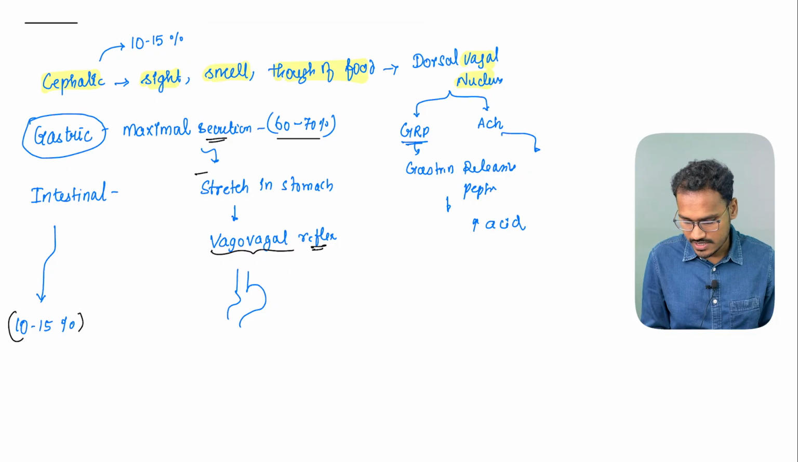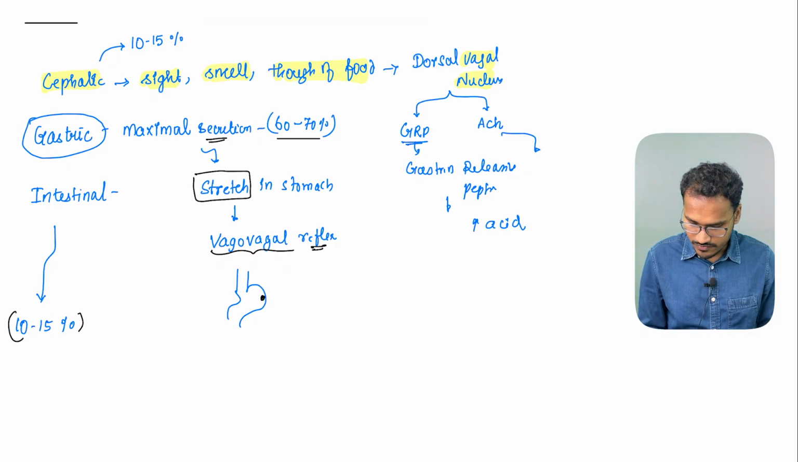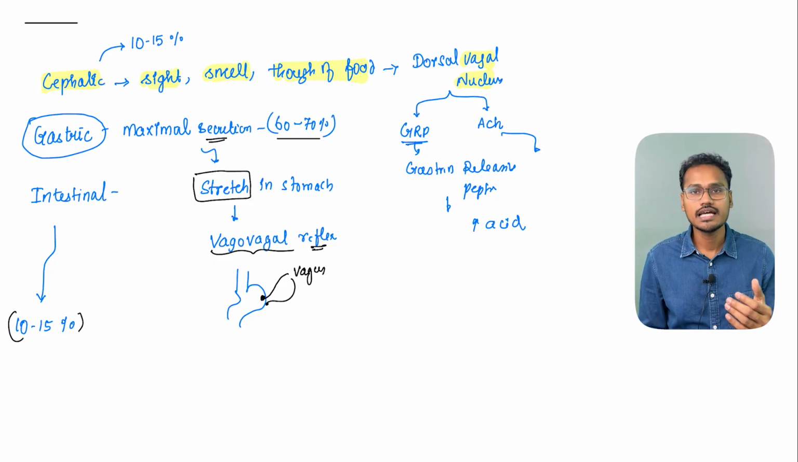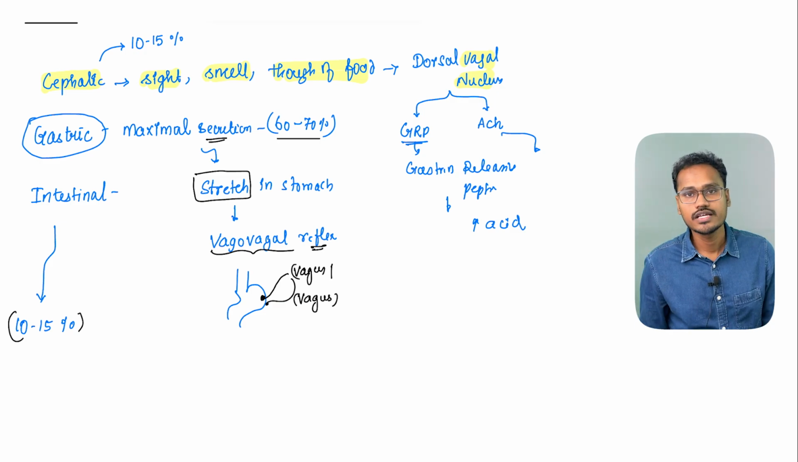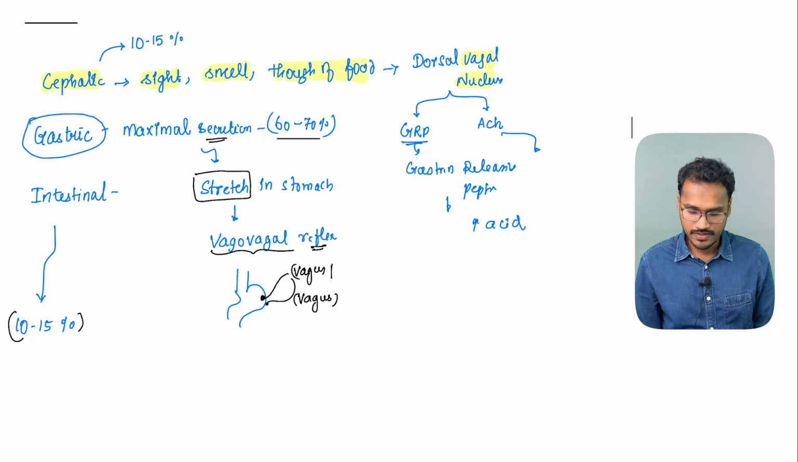Whenever there is a stretch in the stomach, the vagal nerve endings form the afferent, that is the vagus, and the efferent also comes via the vagus to stimulate the acid secretion. That's why it is called the vagovagal stimulus. So here both the afferent and efferent are vagus. So these are the three phases of gastric secretion.